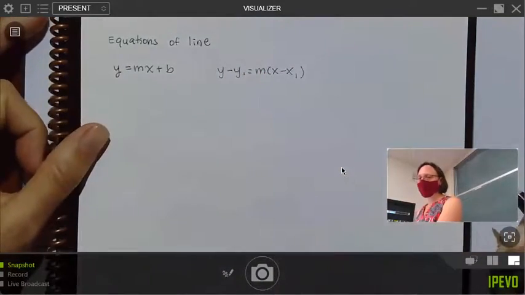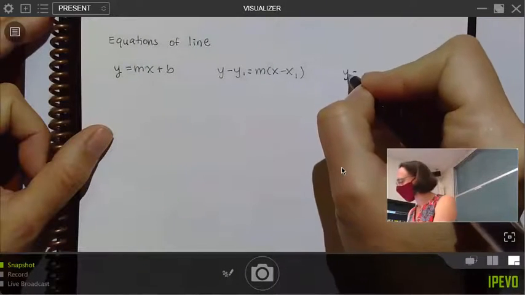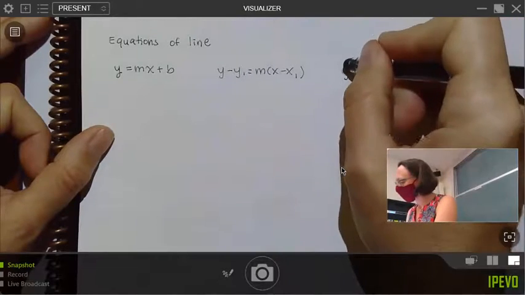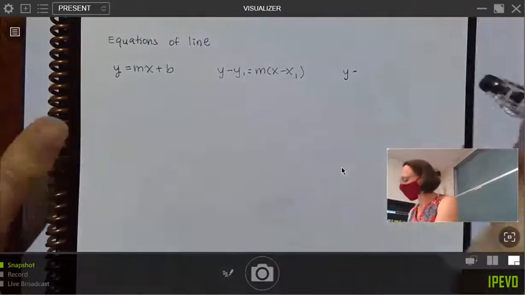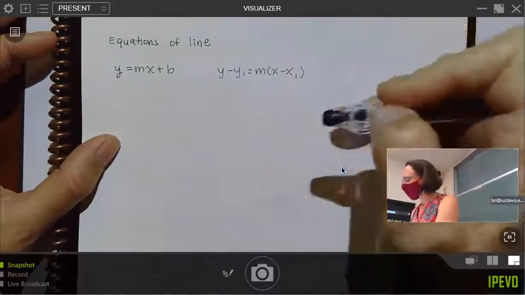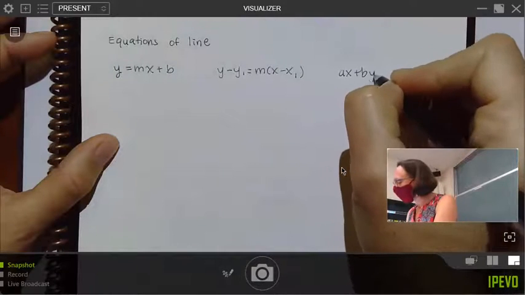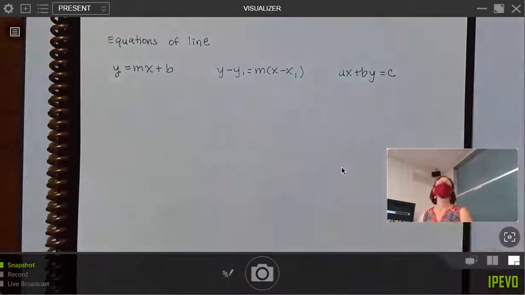There is this third one that looks like, what, I'm already messing it up because I don't use it that often. Don't think I can save that. We're going to have to erase it. Ax plus by equals c. So these are our three versions for the equation of a line.